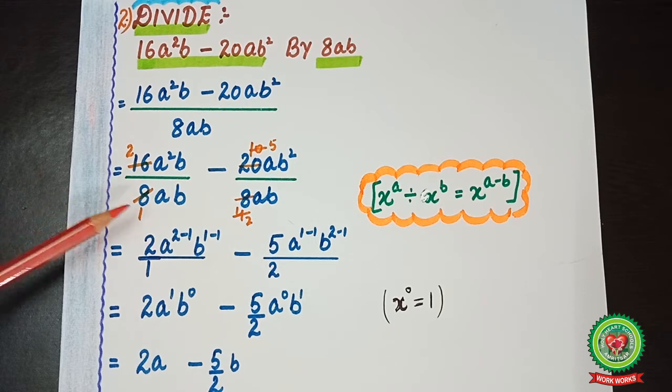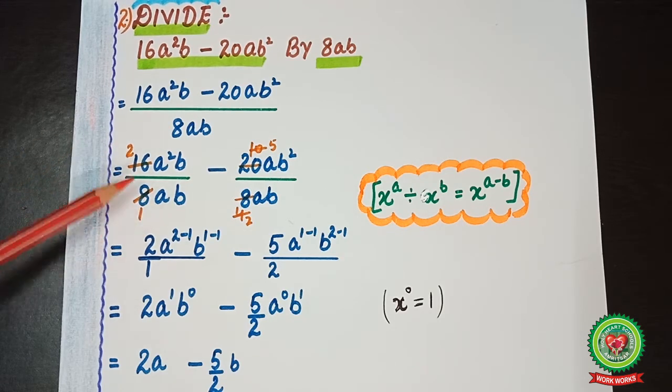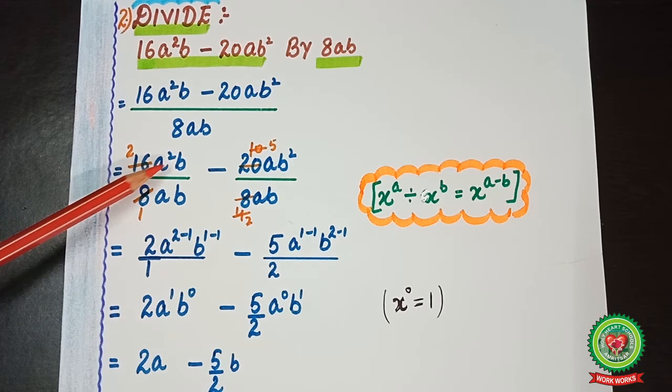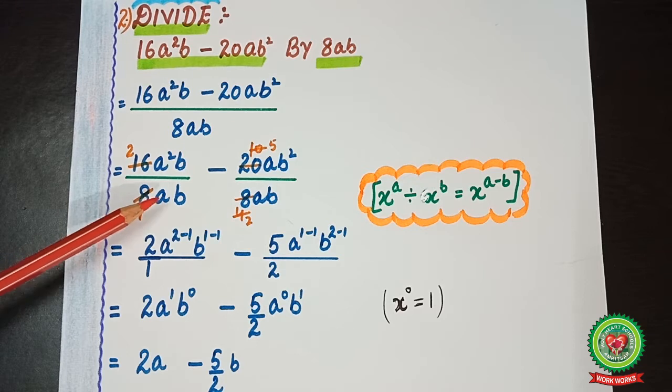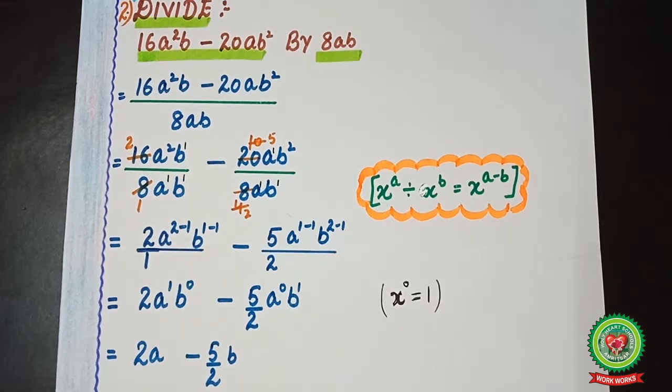Now we have to cut the numerical coefficients on the same table. So 8 ones are 8, 8 twos are 16. So now you will write here 2 upon 1. Side by side you have to write a raised to power 2 and a raised to power nothing. Whenever a is raised to power nothing, what does it mean? A raised to power 1. Any variable which has no power means it has power 1. So here you have to write a raised to power 1, as well as b raised to power 1, b raised to power 1.